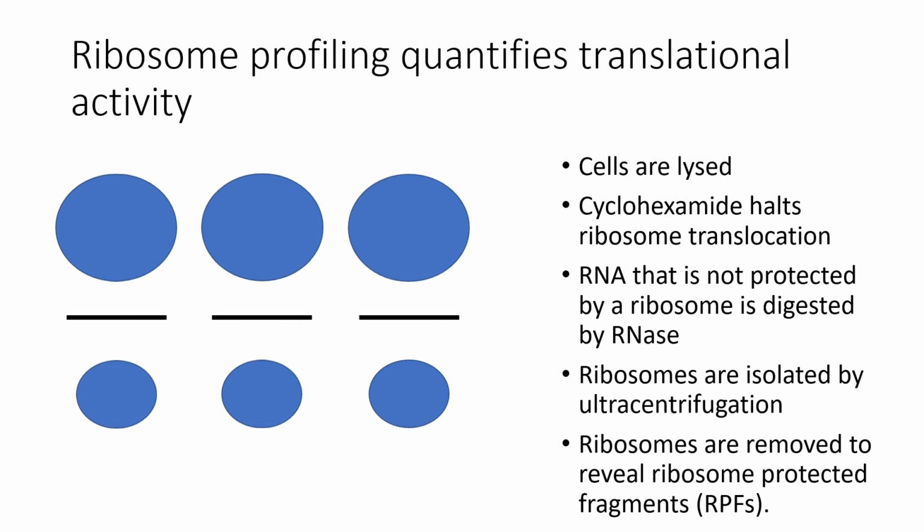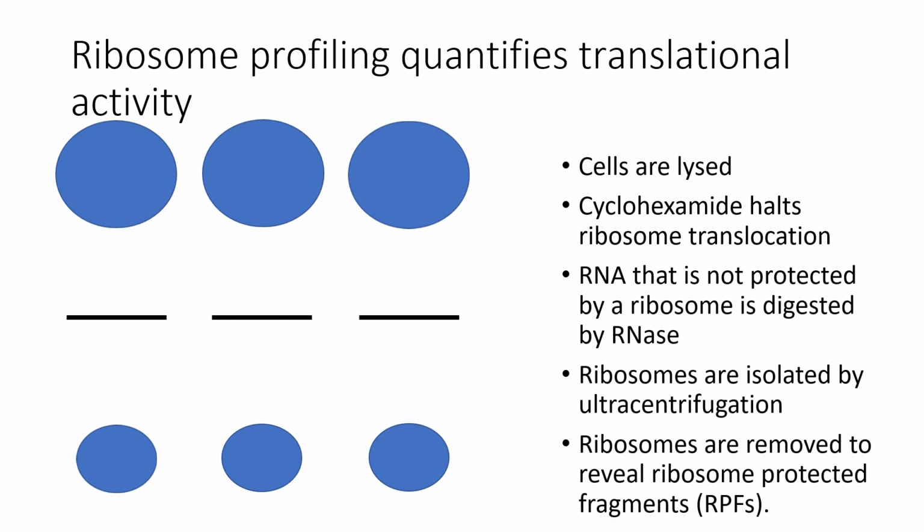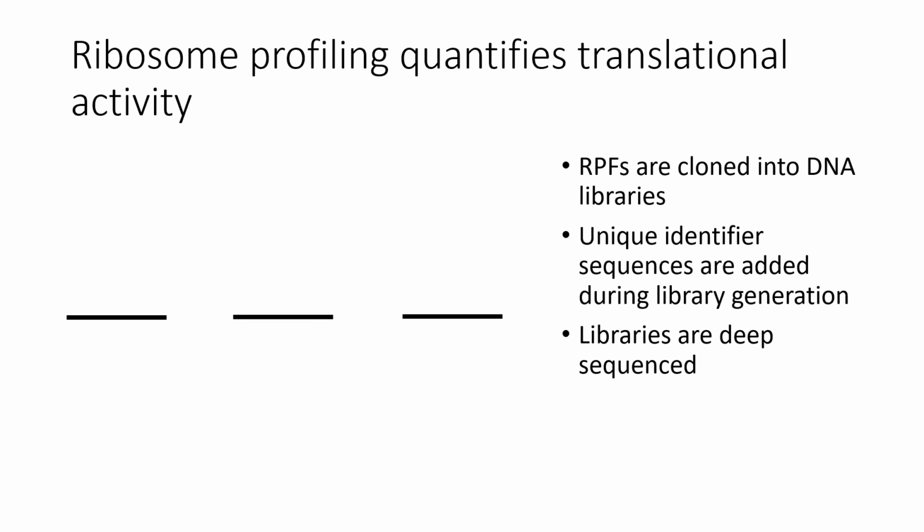The ribosomes are then removed to reveal the ribosome-protected fragments of mRNA, also known as RPFs. The RPFs are then cloned into DNA libraries with unique identifier sequences added. The libraries are then deep sequenced by Illumina sequencing. We are currently awaiting the results of the sequencing on our samples.